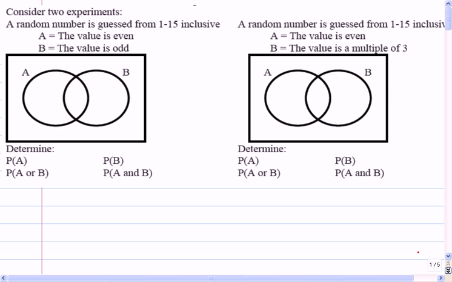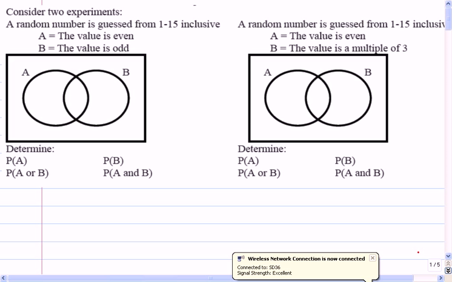Okay, so what we're going to look at today is a special type of event, one which we call mutually exclusive. And just to give you an idea of the process, we're going to compare a couple of examples. To get started, let's say we're going to guess a number between 1 and 15, and the number could be even or odd. In a Venn diagram, we could try to represent this.